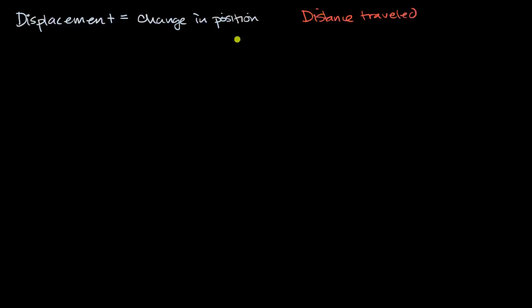And you might say, well, isn't that just the same thing as change in position? And you will see shortly, no, it isn't always the same thing. The distance traveled is the total length of path. So what are we talking about? Well, let's say, and we're going to introduce a little bit of calculus now.